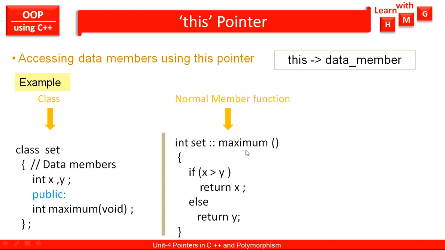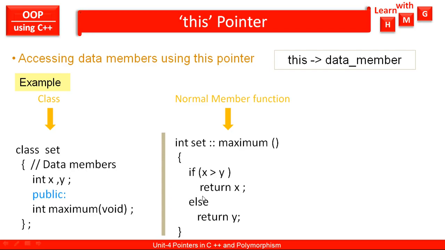So here the maximum function is a member function of the set class, and the data members of the set class are x and y. Within this member definition we can directly use the data members in any statement. For example, here an if statement is used to compare the value of x and y. If x is greater than y, then return x. So this function is going to return an integer type of value. If the value of x is greater than the value of y, then obviously x is greater and we will return x as a result.